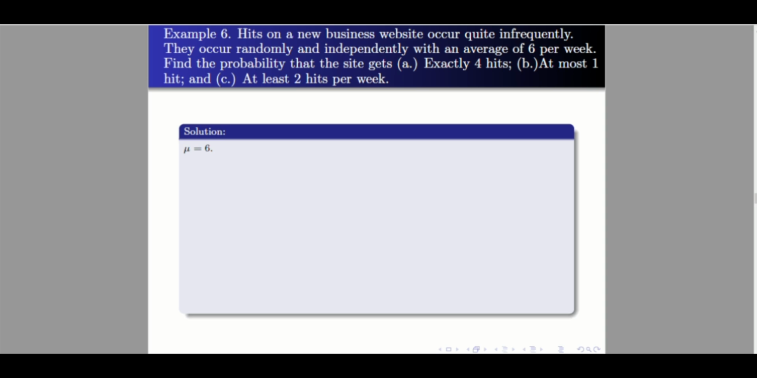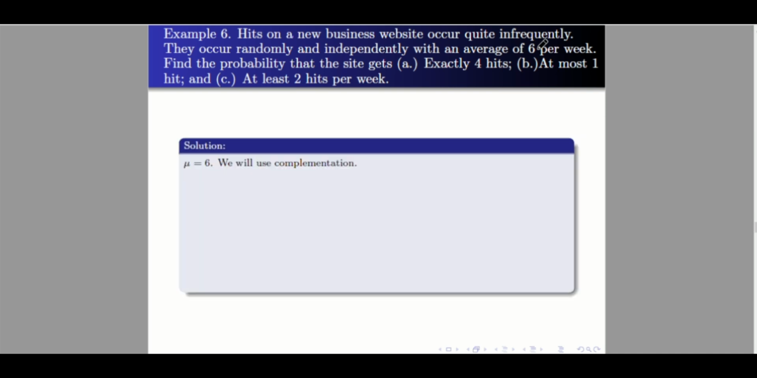Okay, example 6. Hits on a new business website occur quite infrequently. They occur randomly and independently with an average of 6 per week. So this is a Poisson, so we have an interval of per week. Find the probability that the site gets A, exactly 4 hits, B, at most 1 hit, and C, at least 2 hits per week. So the mean is 6, which is given, average 6 per week. So let's answer first letter A, P(X = 4), so we have 0.1339. Okay, you may again practice with your calculator. At most 1, so we only have 0 and 1. So using your calculator, we have 0.0174.